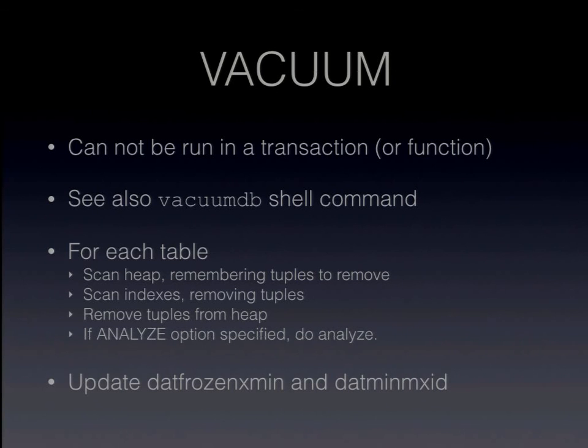What vacuum actually does is, for each table, it scans the heap, remembering all the tuples that need to be removed. Then it scans through the indexes, removing the tuples from the indexes. Then it removes the tuples from the heap. Finally, if you ask for analyze, it'll do that, and then it'll update the pg_database frozen xmin column and the minimum mxid column. The key gotcha here is this part where we scan the heap, remembering a set of tuples, then hit the indexes to remove the tuples, and then go back to the heap.